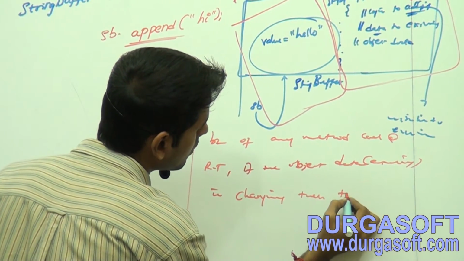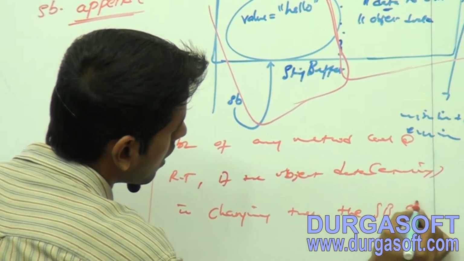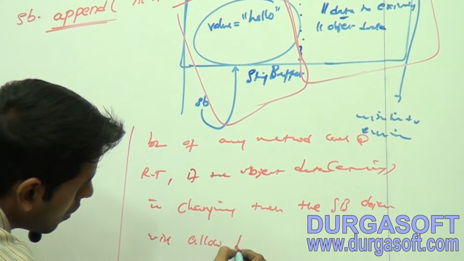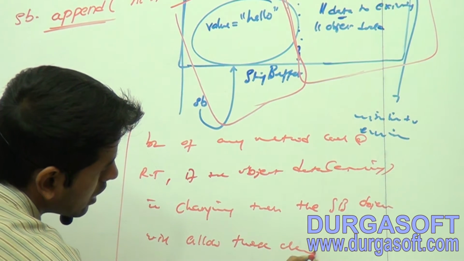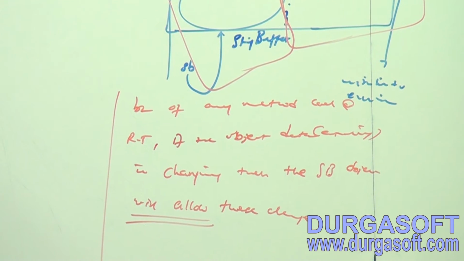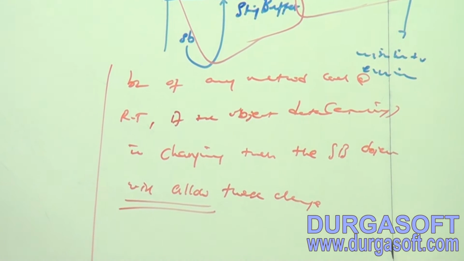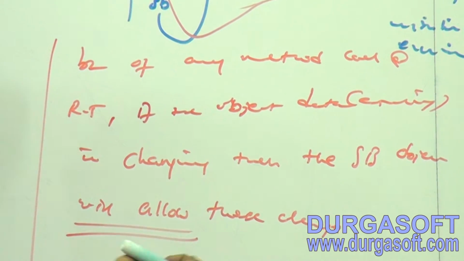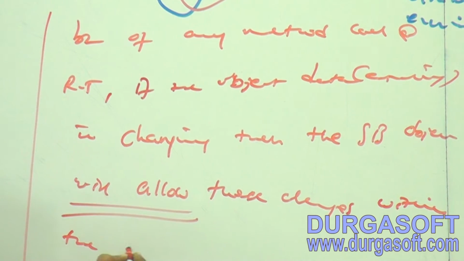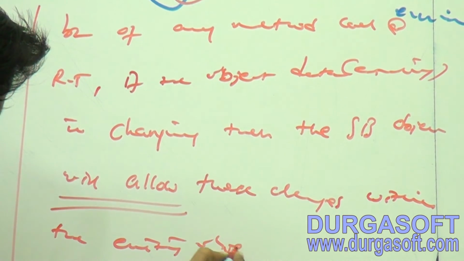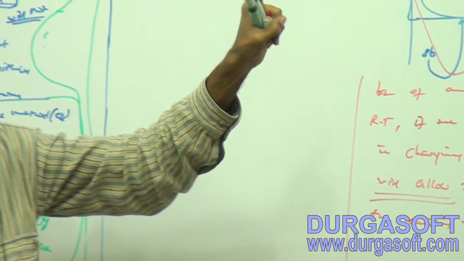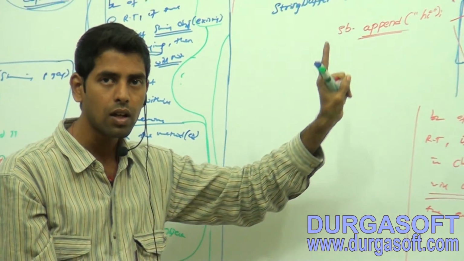Now because of any method call at runtime, if the existing object data is changing, then the StringBuffer object will allow those changes. It is allowing, and that is adjusting. You can do it. I am an adaptable person. Observe here, it will allow these changes within the existing object. That is what mutable means, a mutable class object.